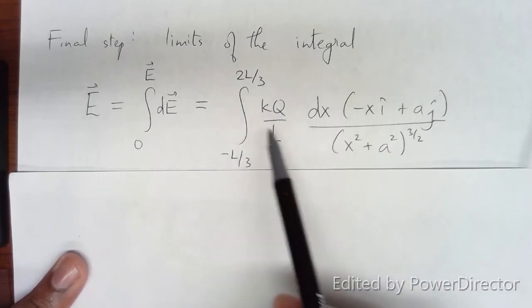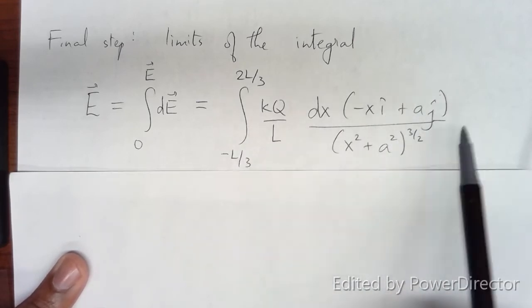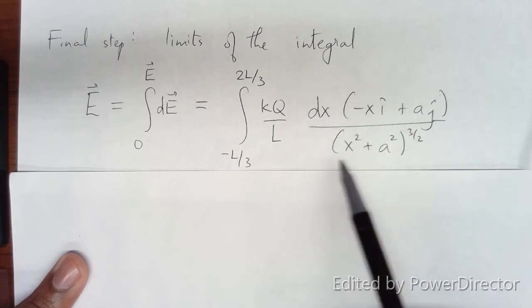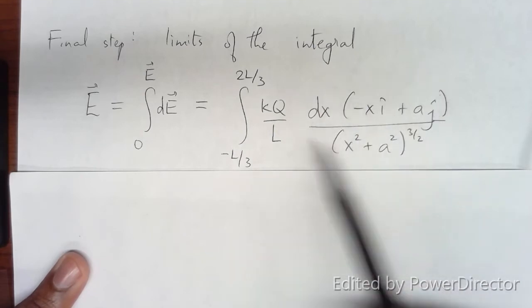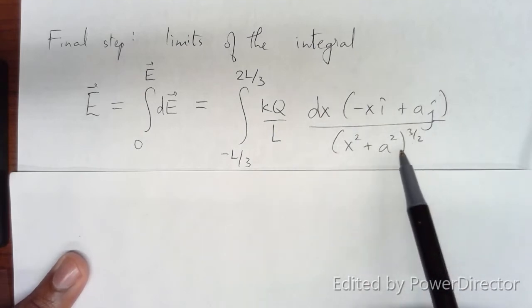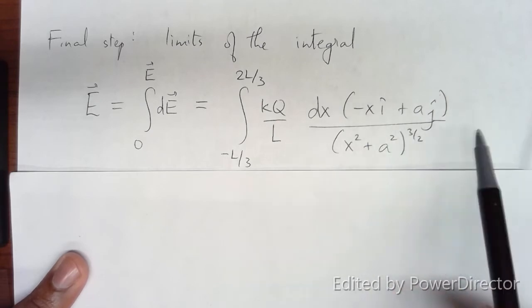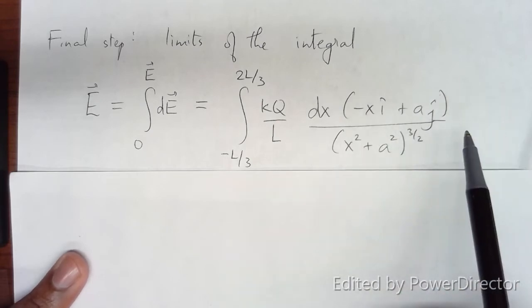As for evaluating it, well, k, Q, and L are all constants. We can pull those out, and we can split this into two separate integrals. One would be dx times x over x squared plus a squared raised to 3/2. The other one would be dx times a over x squared plus a squared raised to 3/2. The i hats and j hats are still there, of course, and we could do those integrals.